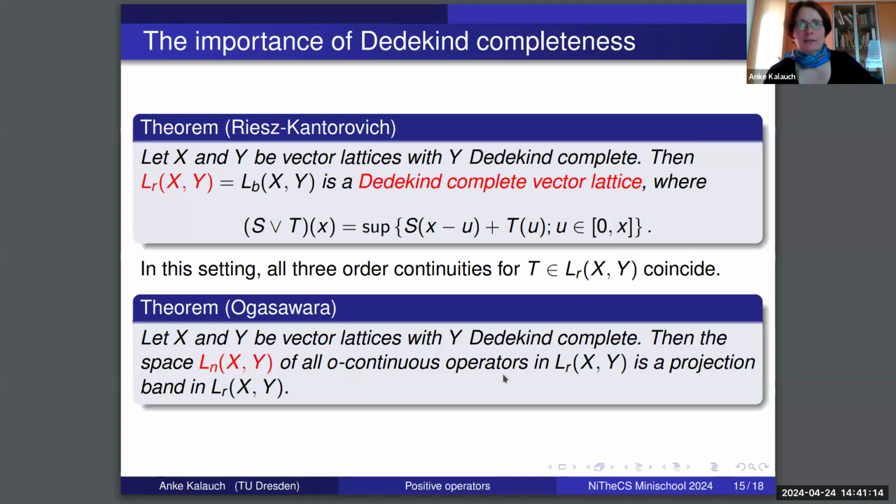So that means that the space of regular operators is really split as a direct sum. One element of the direct sum is this projection band Ln, and the other one is the disjoint complement, disjoint in this vector lattice of operators.